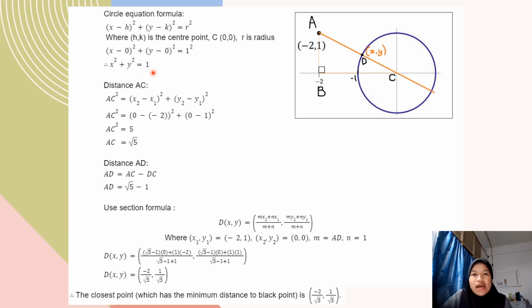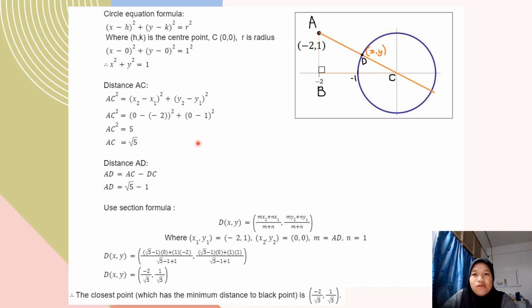We just substitute the values, and we get x squared plus y squared equals 1. After that, we have to find the distance of A and C using the theorem of Pythagoras formula, which is AC squared equals (x2 minus x1) squared plus (y2 minus y1) squared. Then we just substitute the points, and we get AC equal to 5.